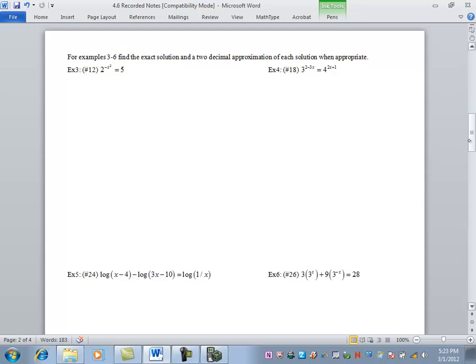Said it 100 times. We've got a variable in the exponent. Let's bring in a logarithm. So log of 2 to the negative x squared equals log of 5. And so now we get negative x squared. I can pull that out front. Log of 2 equals log of 5. Negative x squared equals the log of 5 over the log of 2.